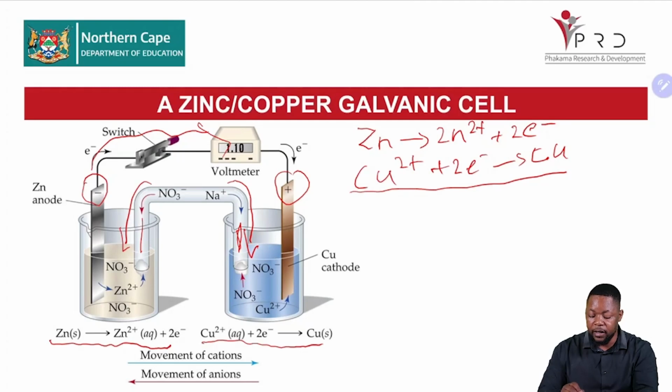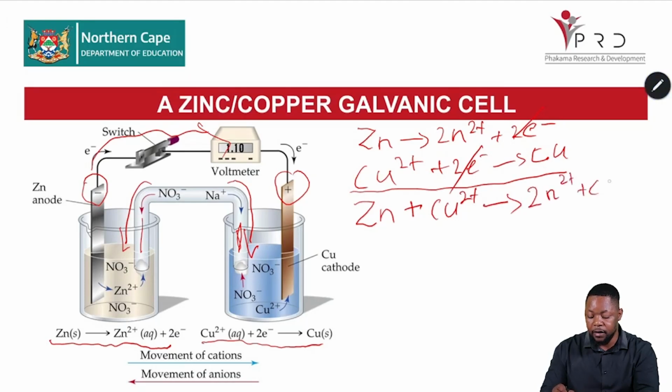From these two, we can get the net reaction. Before we get the net reaction, we just need to make sure that the electrons are balanced, in the sense that the electrons lost in the oxidation half reaction are equal in number to the electrons gained in the reduction half reaction. In this case, we are very lucky that it's 2 electrons lost and 2 electrons gained. Therefore, the net reaction is the sum of the 2 reactions. We add up what's on the left of both reactions, and then we add up what's on the right of both.